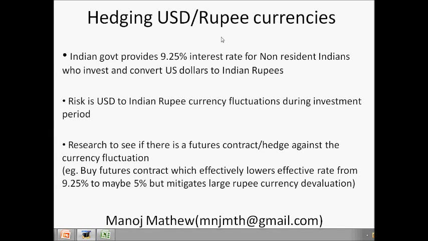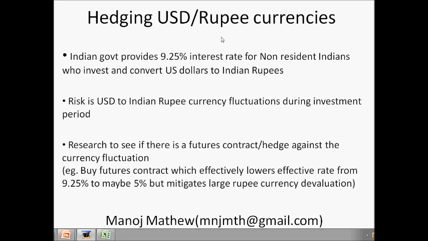This is a review to see if there's any kind of hedge or futures product that hedges the US dollar against the Indian rupee. The Indian government provides a 9.25% CD interest rate for non-resident Indians. The only problem is you have to convert dollars to rupees and then back to dollars. And within a 1-year or 5-year time frame, that conversion rate can adversely affect the effective 9.25% rate.